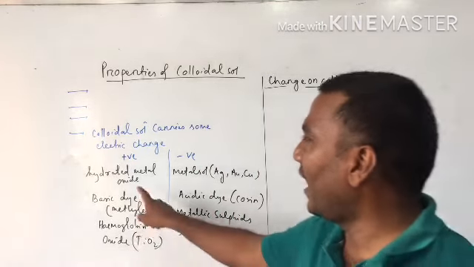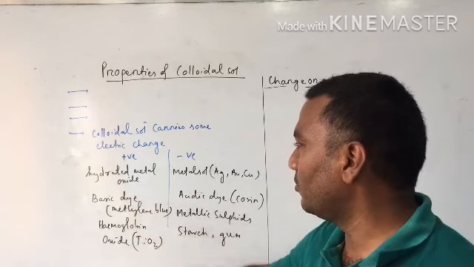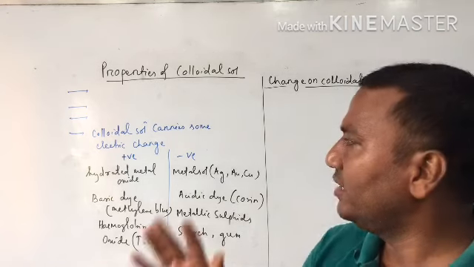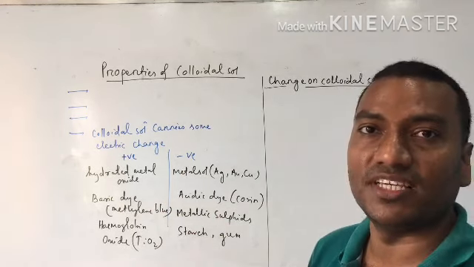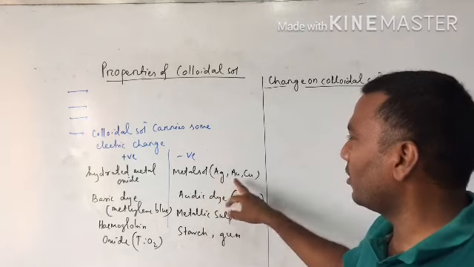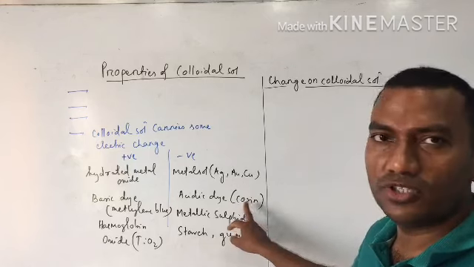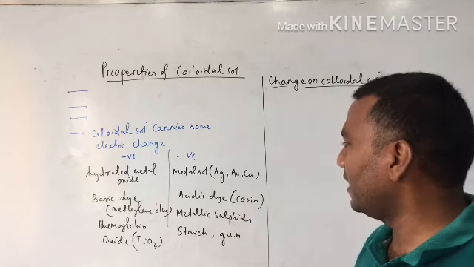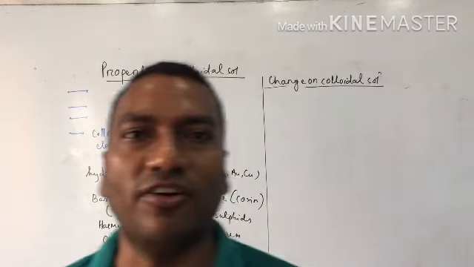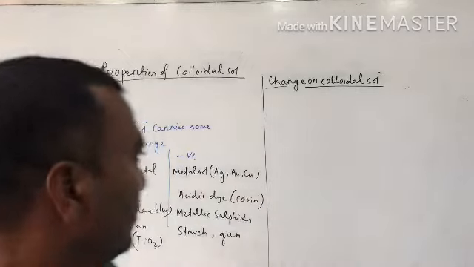Suppose you see hydrated metal oxide, basic dye, methylene blue, hemoglobin, oxides like titanium oxide; these colloids are positively charged. Similarly, metal salts like silver, gold, copper salt, acidic dye, yes or no, congo red, eosin, then metal sulfides, starch, gum, these are negatively charged colloidal solutions. So a colloidal solution has some charge.